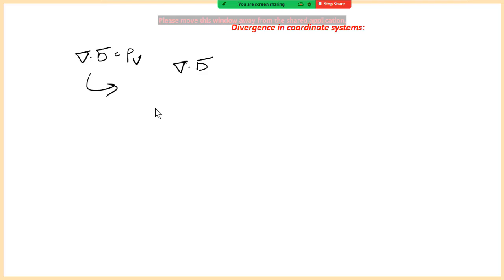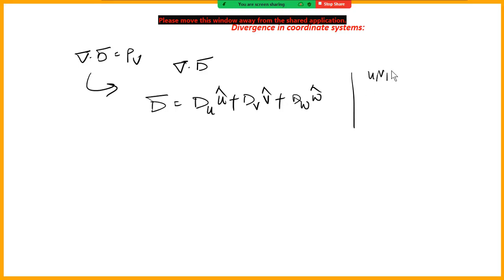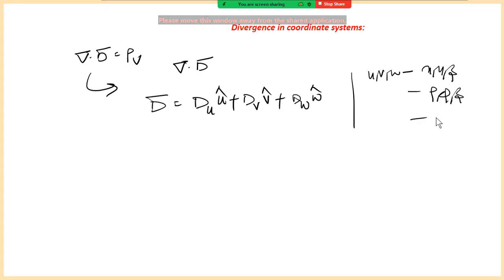D bar can be given in Cartesian, cylindrical, or spherical. So in general we will take Du u cap plus Dv v cap plus Dw w cap. In Cartesian, u v w will become x y z. In cylindrical, it will become rho phi z. In spherical, it will become r theta phi. So u v w changes according to the coordinate system.